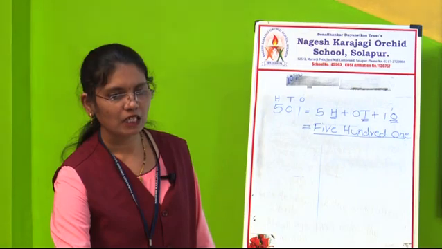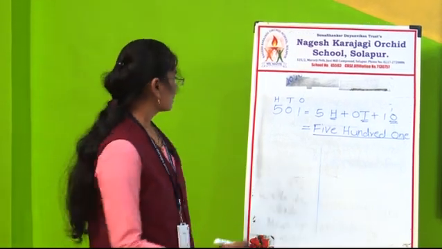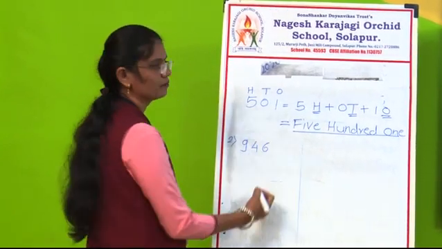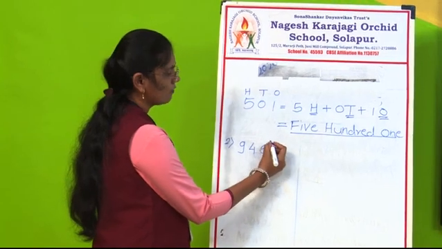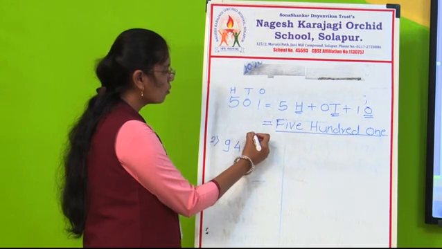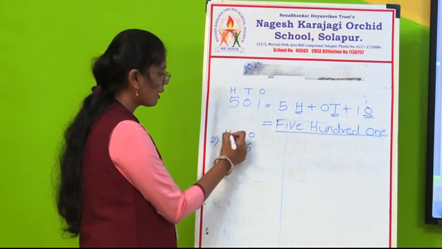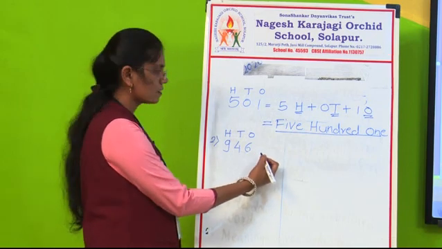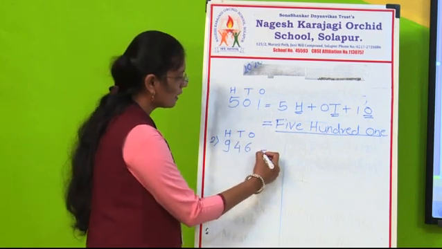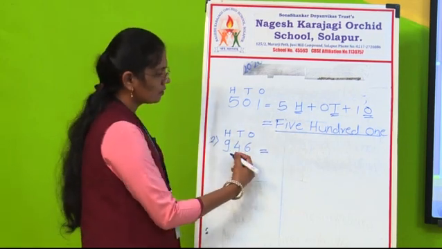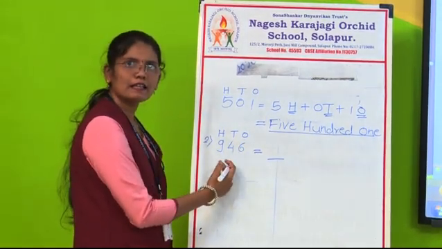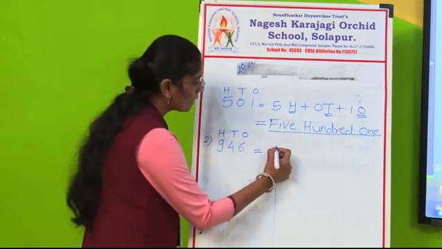The second example is 946. What I told you, whenever we see the number, at the top of the number we should write O, T and H. Why? Because these are 3-digit numbers. O stands for ones, T stands for tens and H stands for hundreds. Now again tell me students, how many hundreds are there? See the place and tell me the number. How many hundreds are there? Yes, here 9 hundreds are there.